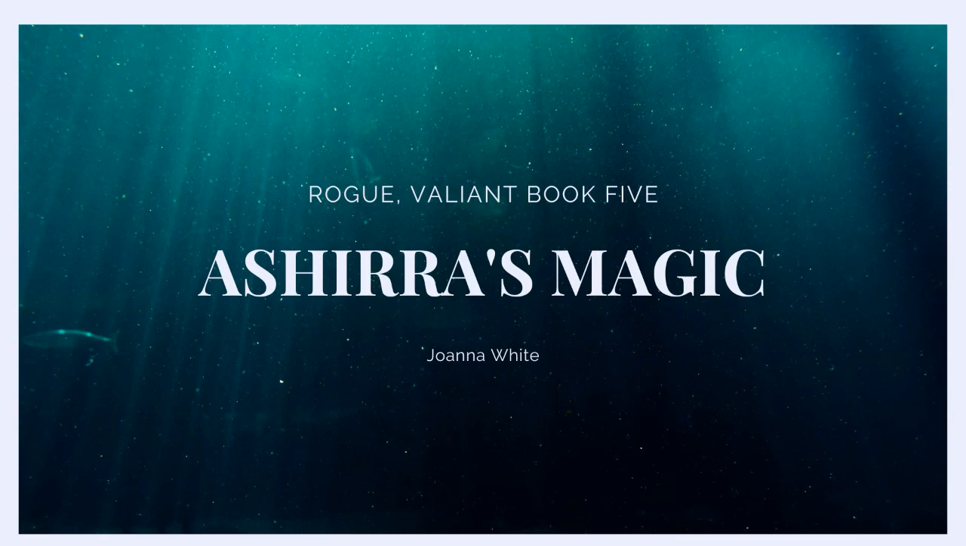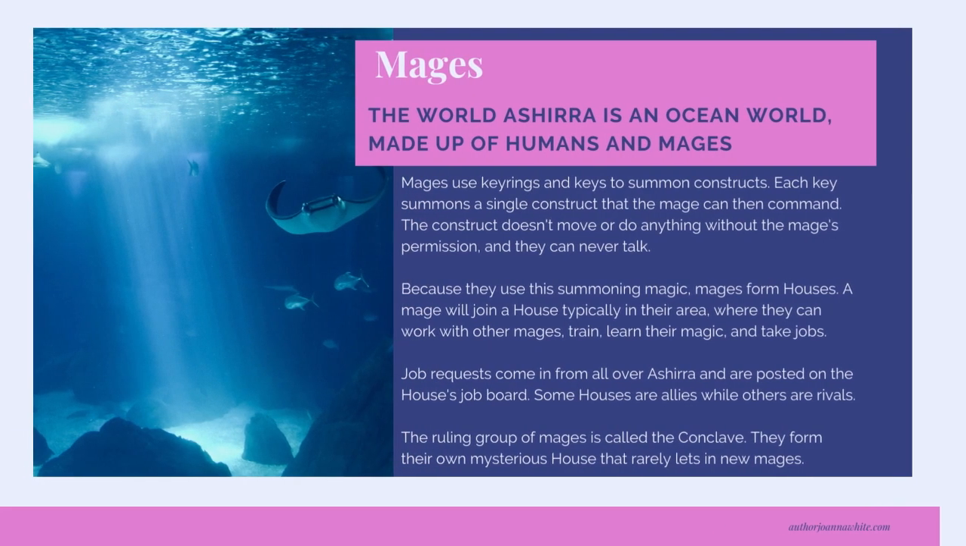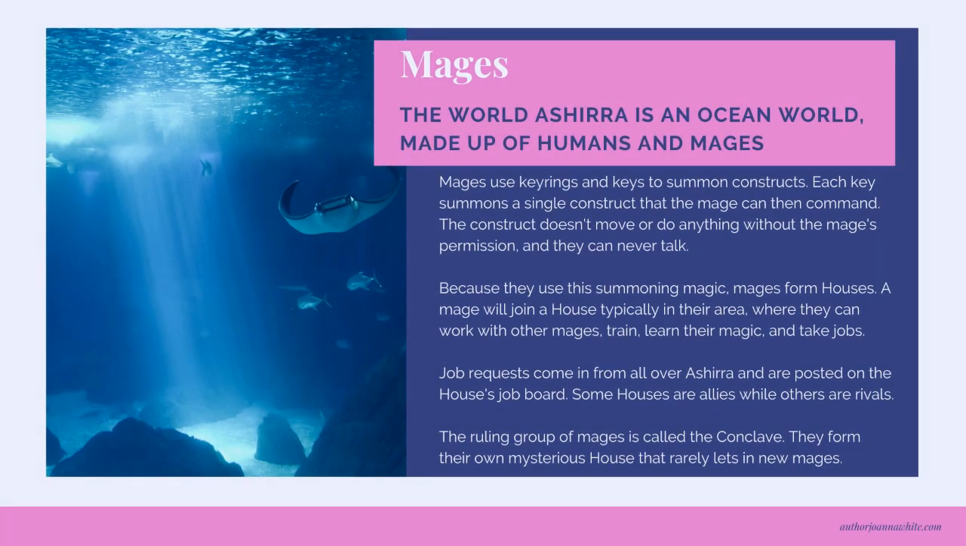I'm so excited. So this is all about the mages. The world of Ashira is obviously an ocean world. It's made entirely out of ocean, and the people in it are humans and mages. Mages, basically, use key rings and keys with magic to summon constructs. Each key summons a single construct that the mage can then command. The construct doesn't really move. They don't do anything at all without the mage's permission, and they never ever talk. No construct can talk.